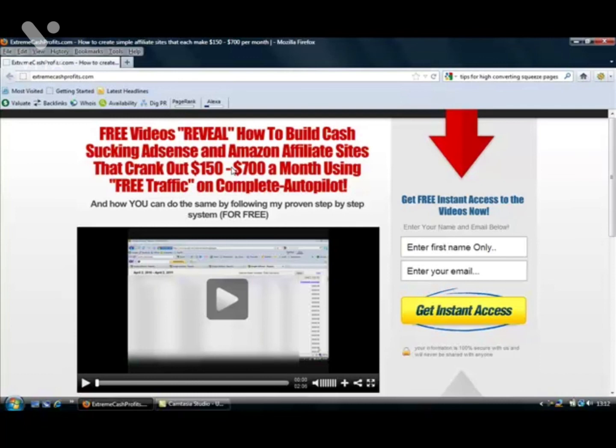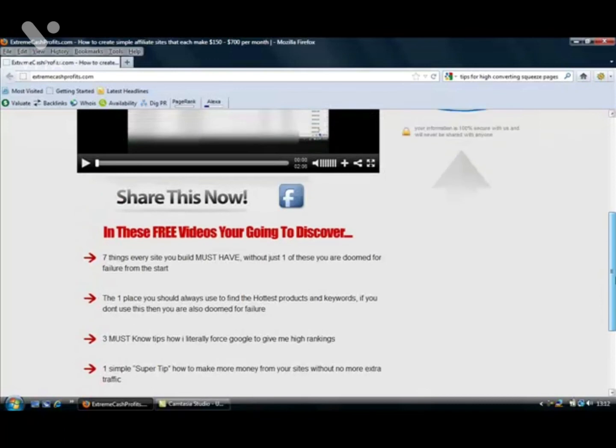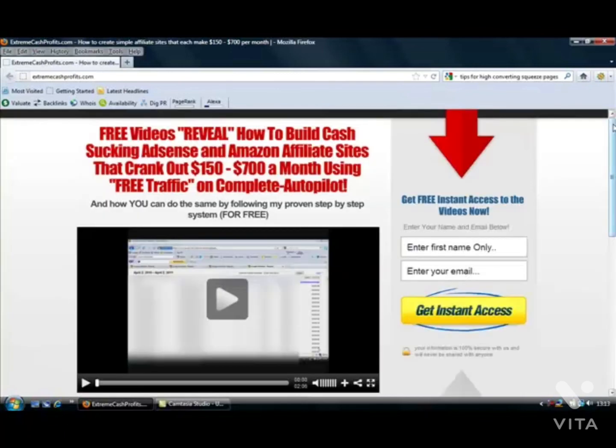The next tip is bullet points must pull people in. So make sure that your bullet points pull people in, and your bullet points sound interesting rather than just one boring sentence. Okay, so that's a great way to improve your conversions as well.